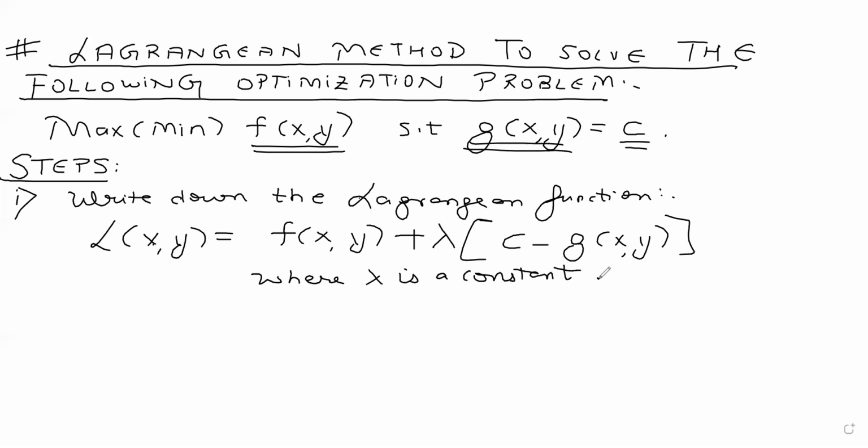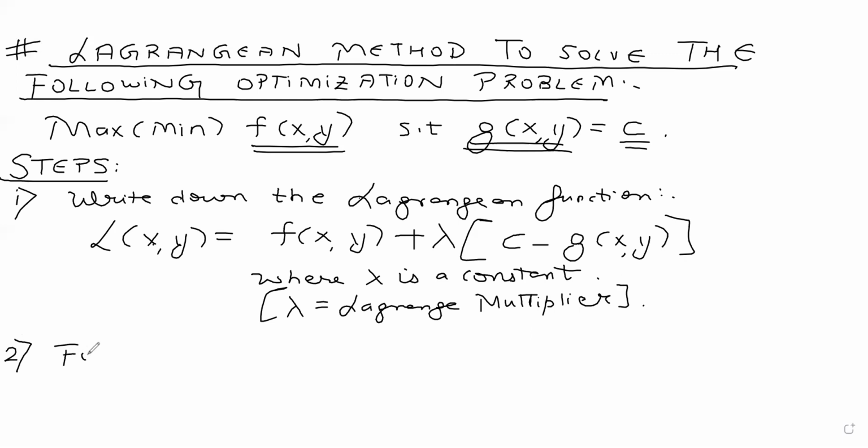Lambda is a constant. Actually, lambda is called the Lagrange multiplier. We will be discussing this later in our lectures on constraint optimization. But right now, students can write that lambda is nothing but the Lagrange multiplier. Okay, now step number 2.